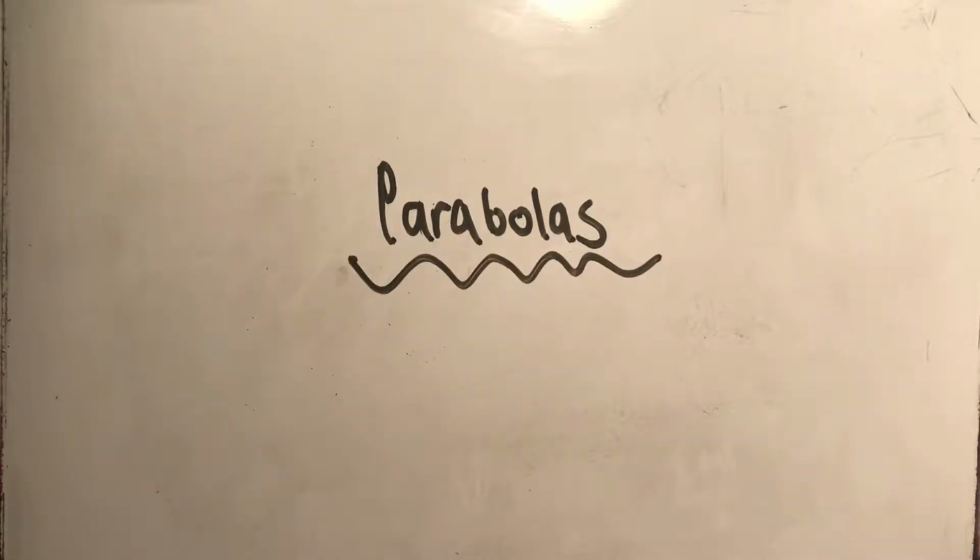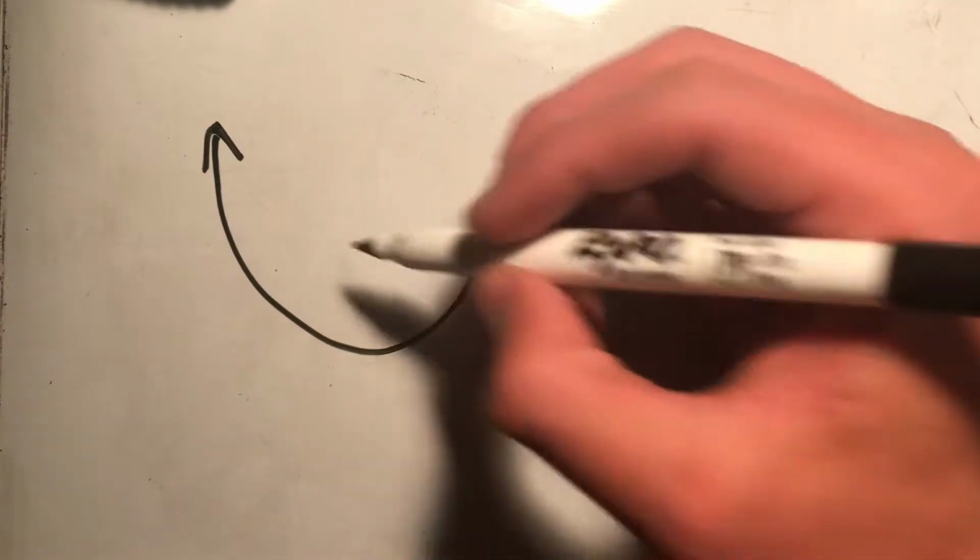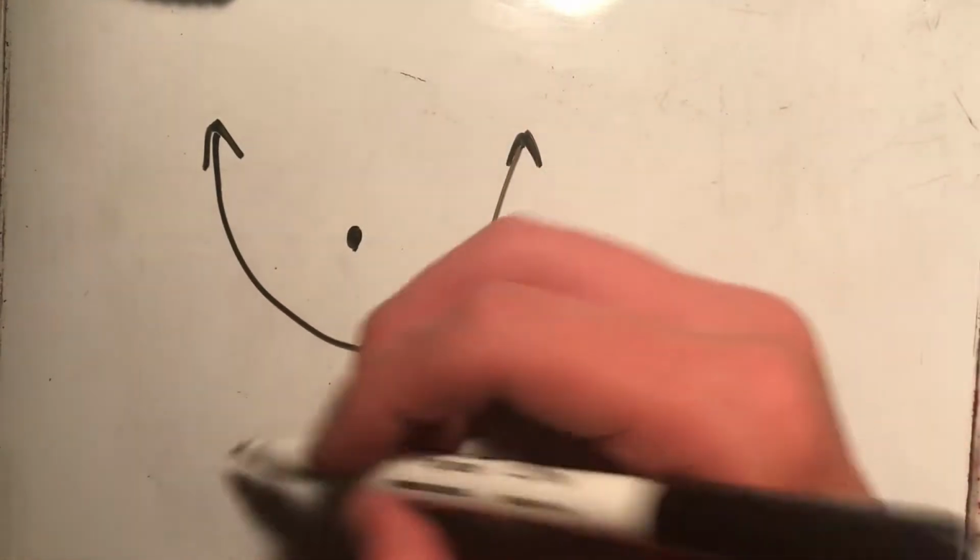Hey guys, today we're going to be talking about parabolas. So first we'll talk about the definition of a parabola. A parabola is a set of points equidistant from a focus and a directrix.